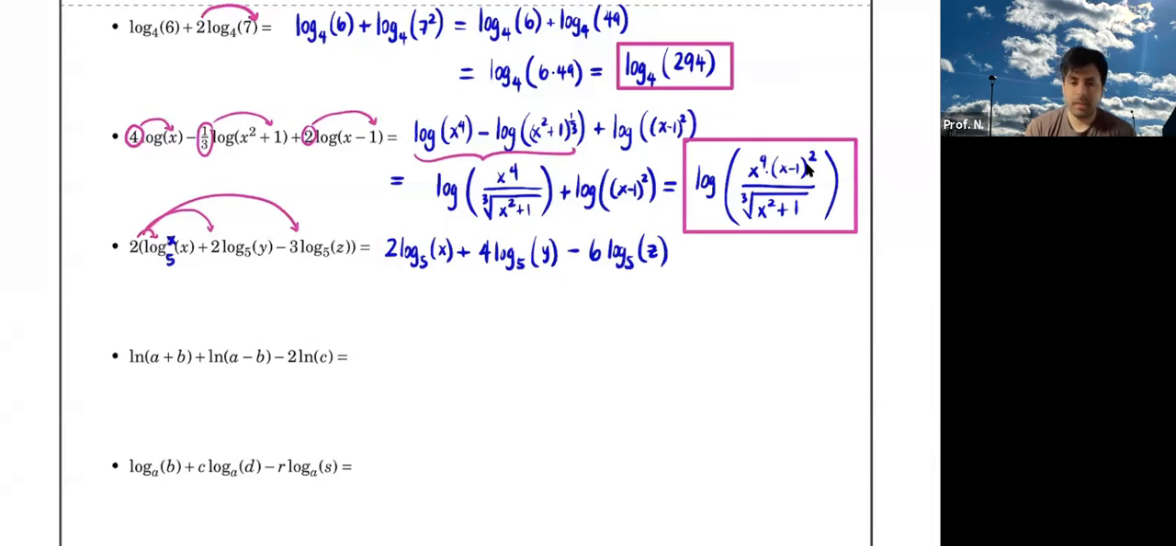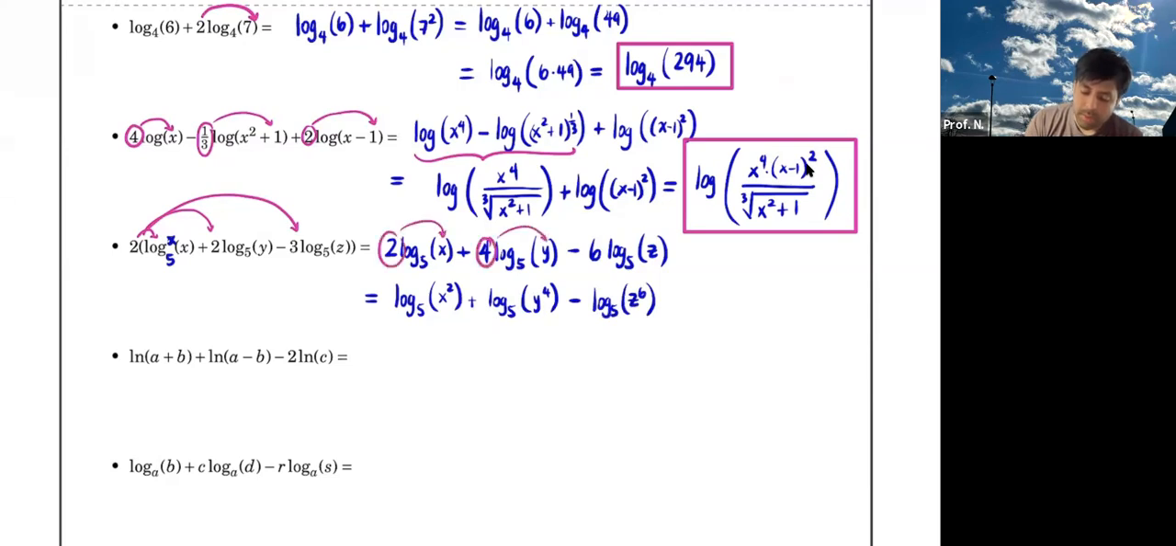And then what do you notice? Every one of these log expressions has a number in front of it. So this number can be placed back inside the logarithmic function by the power rule. So I get log base 5 of x squared, right? Plus log base 5 of y to the 4th minus log base 5 of z to the 6th. So this 2 is placed inside here, this 4 is placed inside here, and this 6 is placed inside here.